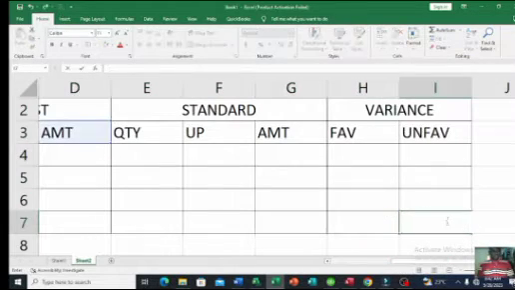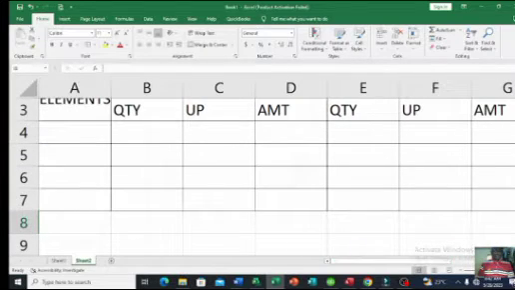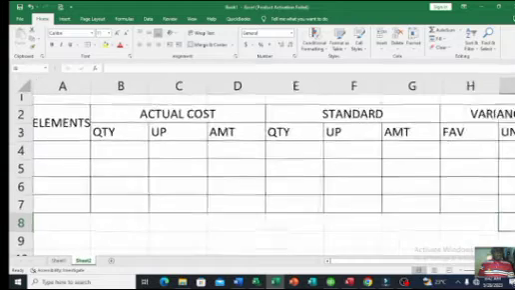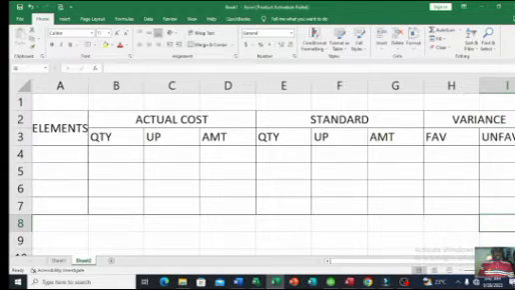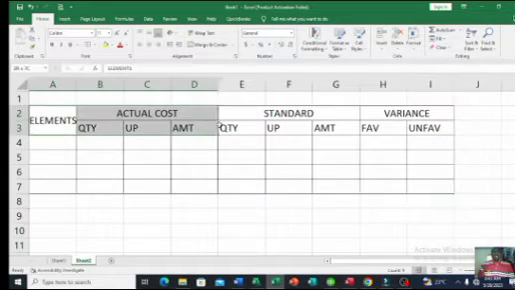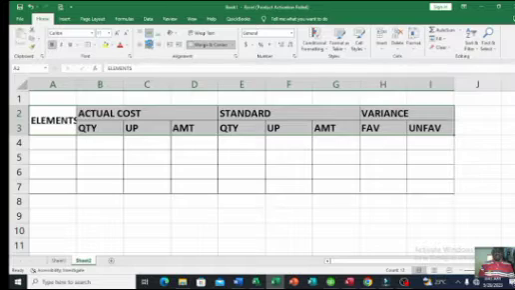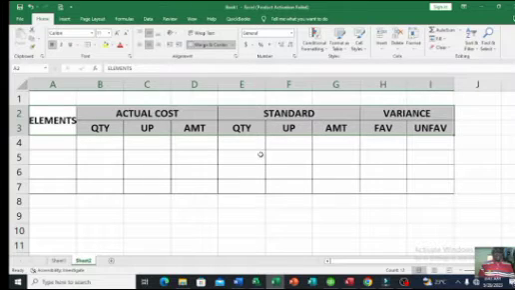Let me zoom in a bit. Too small. Good, so I believe you can see this clearly now. Let me bold the stuff a bit, Control B. So this is it.